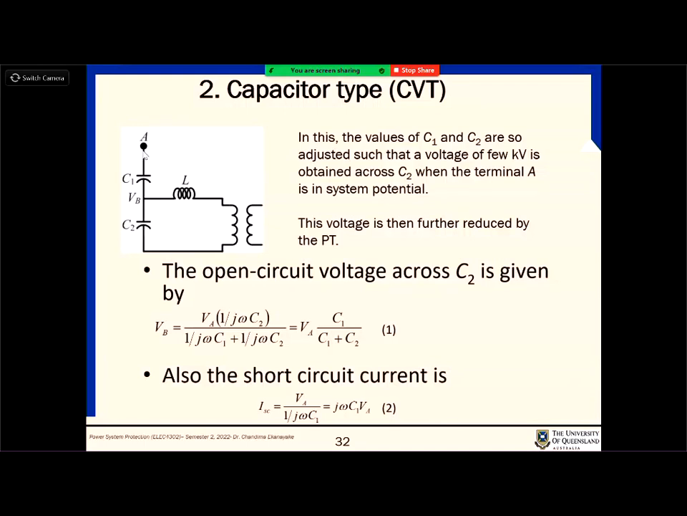So you can see that A is the live point, the power line high voltage, and VB is the intermediate voltage. So how do we obtain it? If we look at the Thevenin equivalent across these two points, VTH and ZTH, that's what we need to look at.